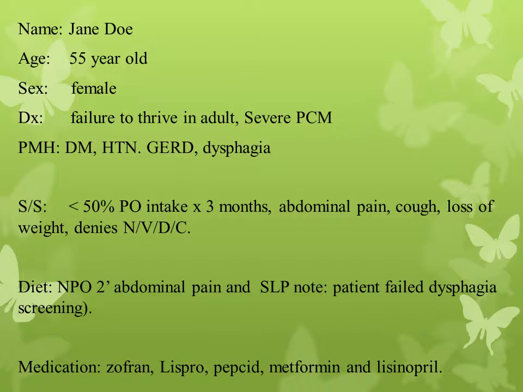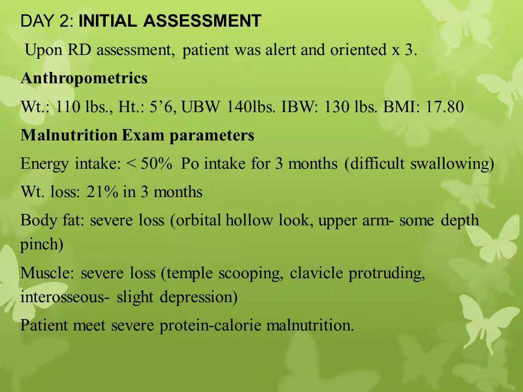Signs and symptoms include decrease in food intake for 3 months, abdominal pain, cough, loss of weight, denies nausea, vomiting, diarrhea, and constipation. MD diet order, NPO, secondary to abdominal pain, and per SLP note which states patient failed dysphagia screening. Patient was on medication, Zofran, Lispro, Pepcid, Metformin, and Lisinopril.